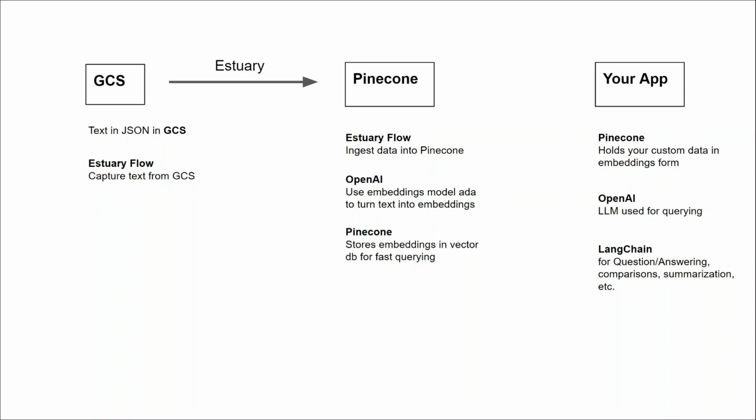OpenAI's role is to use an embeddings model, for example, Ada, to turn your text from GCS into vector embeddings. From there, Pinecone's role is to store the embeddings. As a vector DB, Pinecone is really efficient in doing that. It allows for fast querying as well as a host of other benefits, which we won't get into in this video. Finally, you'll have an app that is user-facing.